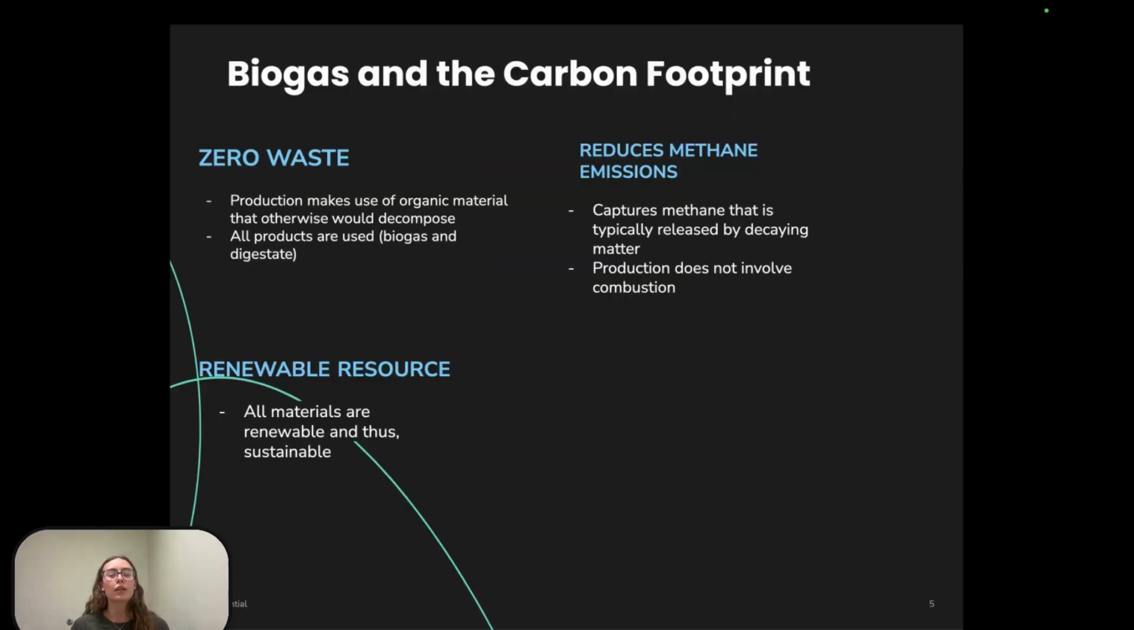So for biogas and the carbon footprint, as I said, it is zero waste. So that means everything that you get out of it, you can use, which is very useful when considering a carbon footprint. So everything that is going to be produced, biogas and digestate, can be used. Another thing that is important is that it reduces the methane emissions. It does this by capturing the methane that is normally released into the atmosphere, and it does not involve combustion. And everything that is used is renewable, so it is a renewable resource.